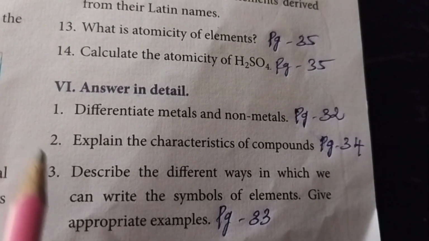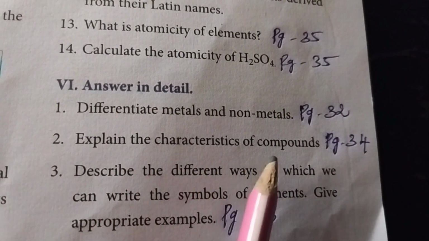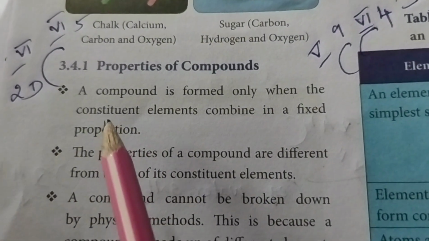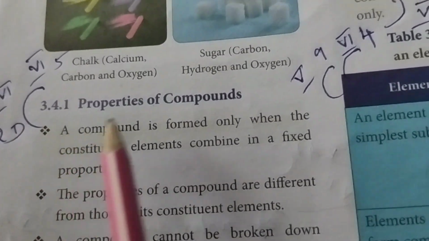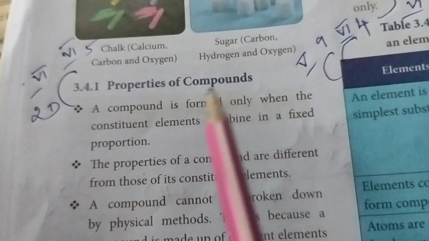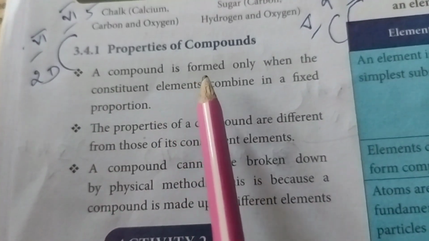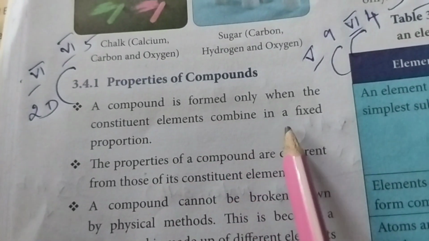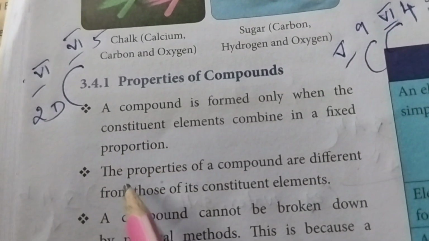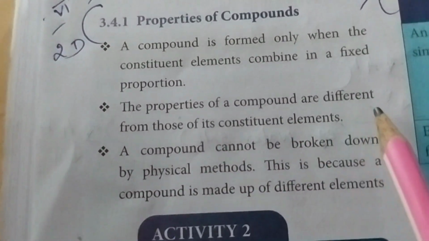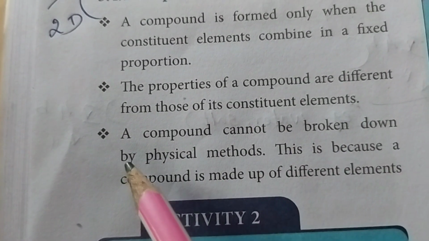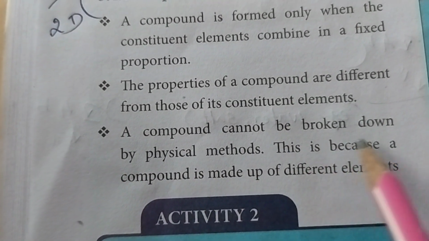Second one, explain the characteristics of compounds. Take page number 34, properties of compound. A compound is formed only when the constituent elements combine in a fixed proportion. Second point, the properties of a compound are different from those of its constituent elements. Third point, a compound cannot be broken down by physical methods.